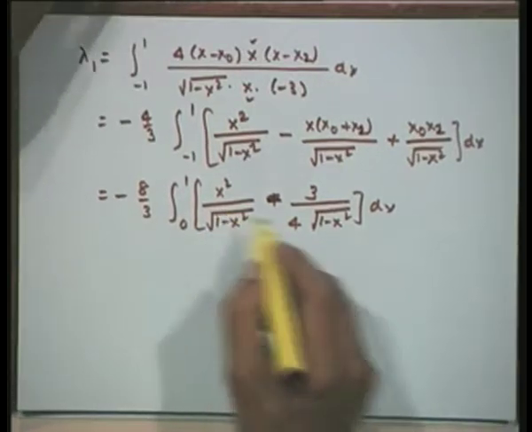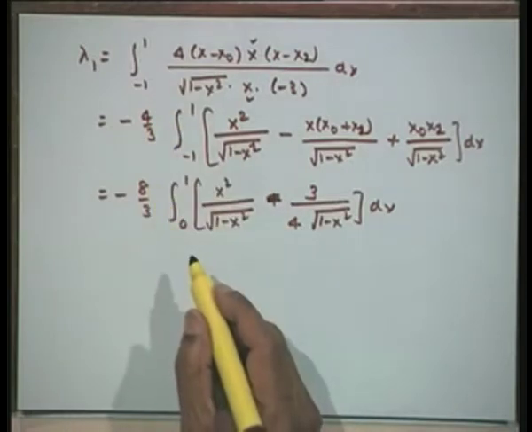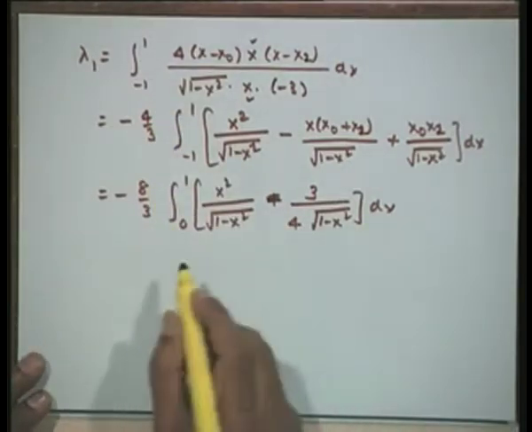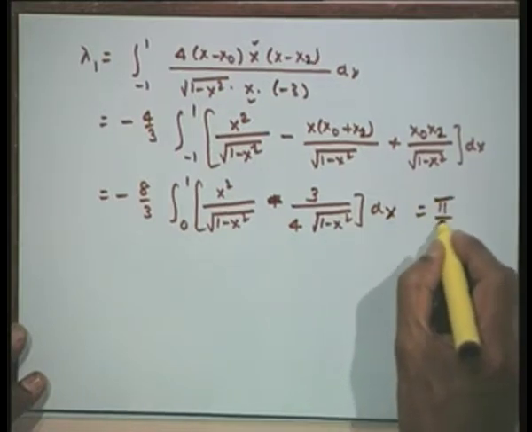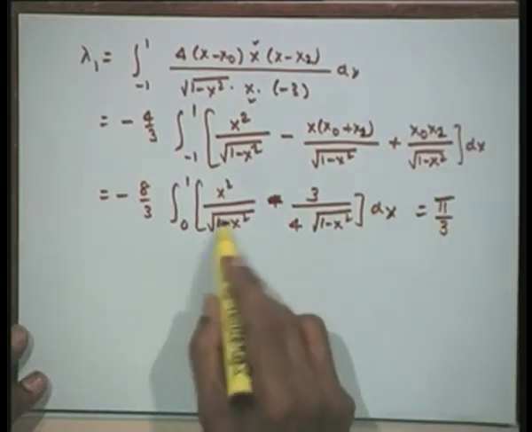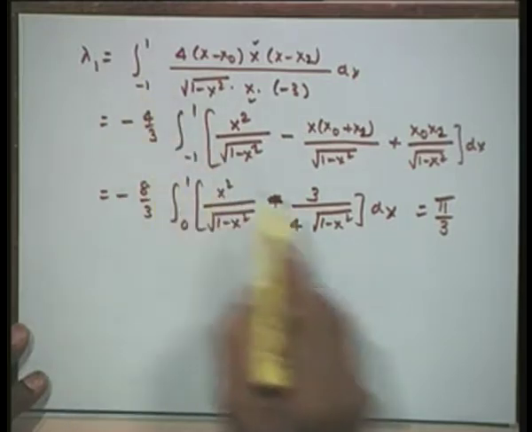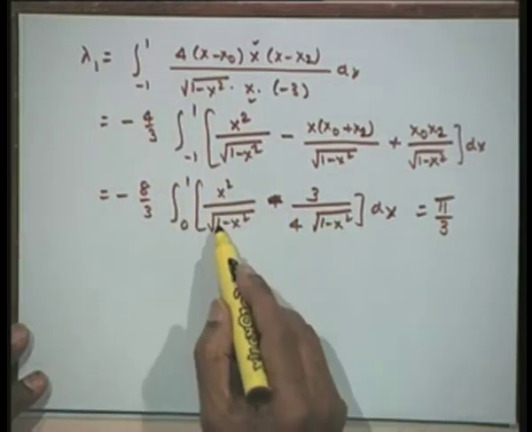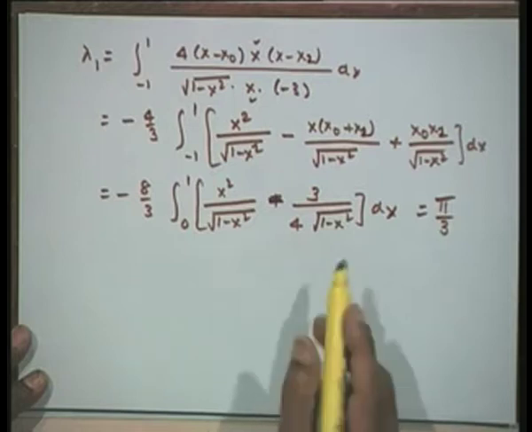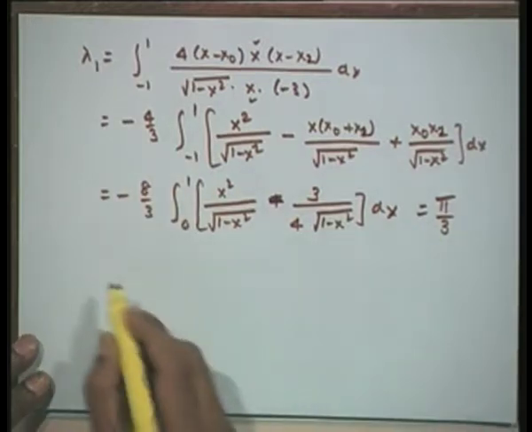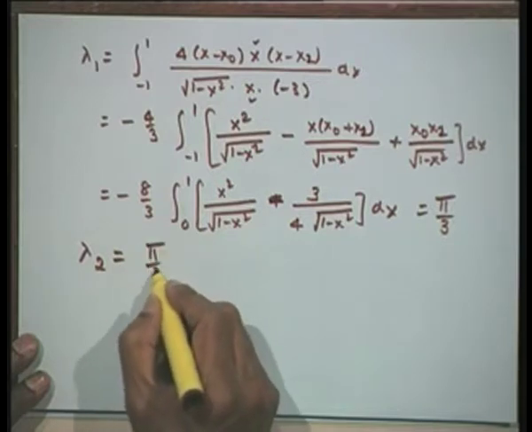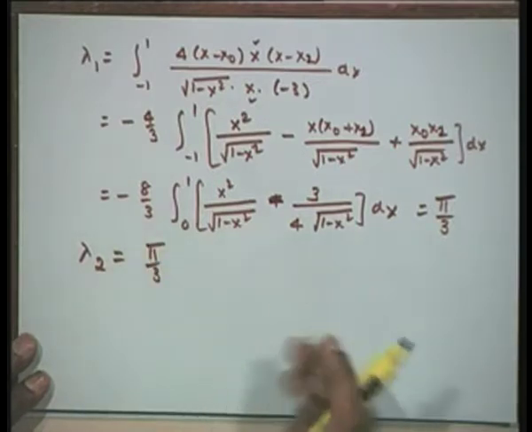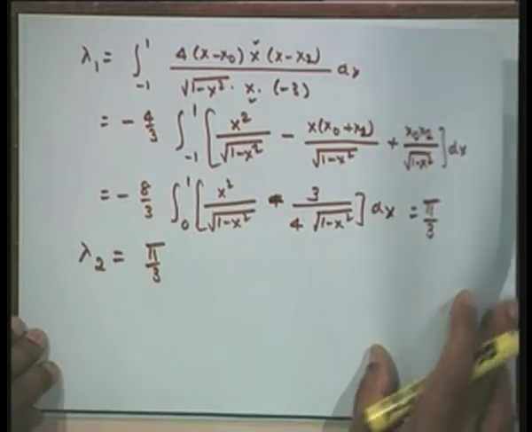Now both these integrals have been evaluated earlier, so you can simplify this, and I will give the value of this also, which comes out to be pi by 3. We have evaluated the second integral while finding lambda 0, and the first integral was also evaluated earlier, lambda 1 comes out to be pi by 3, and now we show that lambda 2 is also equal to pi by 3.